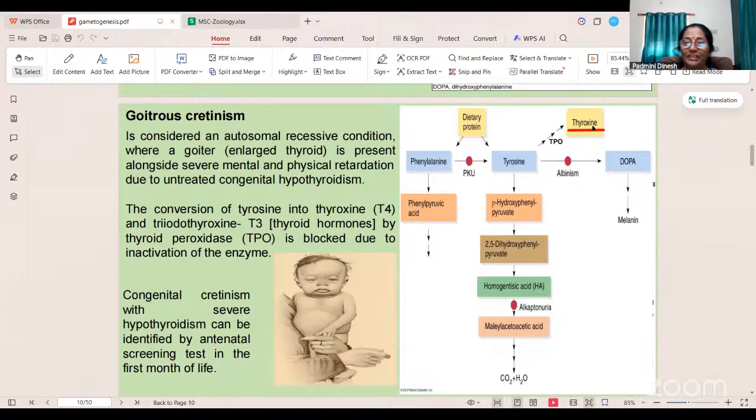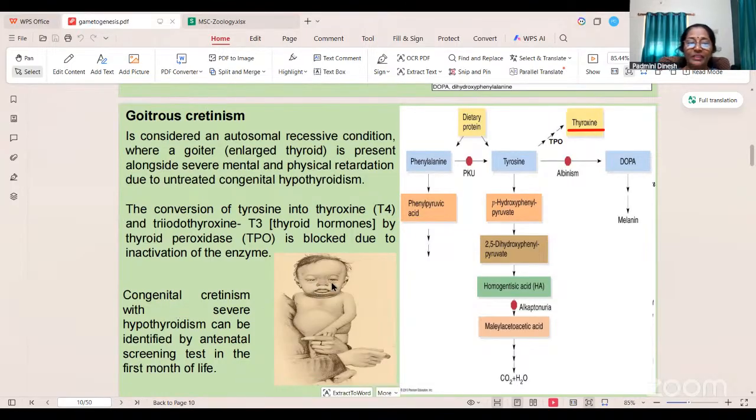This thyroxine, that is T4, is also broken down to triiodothyronine, that is T3. Now, these are blocked if you don't have the peroxidase enzyme over there, which is thyroid peroxidase enzyme, which is going to break down tyrosine to thyroxine. So, what is the problem that a child is having over here?